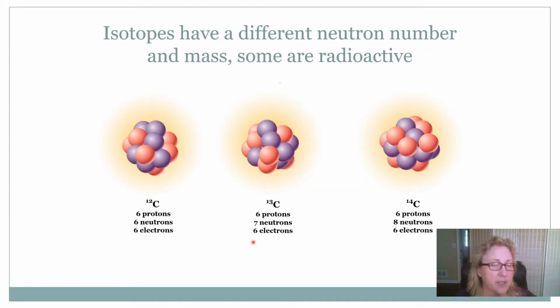Isotopes, every element is a mixture of isotopes. So isotopes have the same number of protons, but they have a different number of neutrons, so they have a different mass. The more neutrons you put into a nucleus, the more unstable it becomes. And if it becomes too unstable, then it's radioactive.